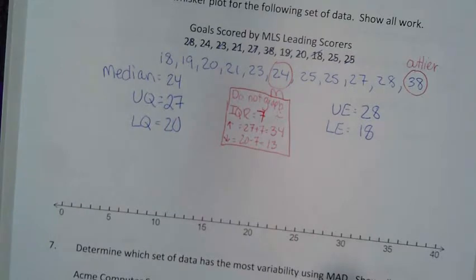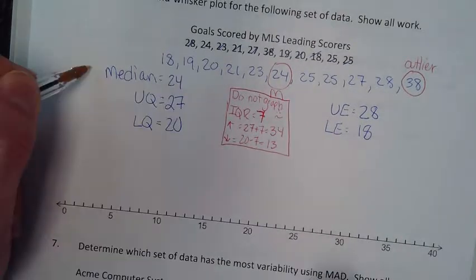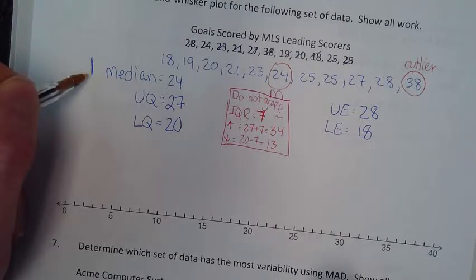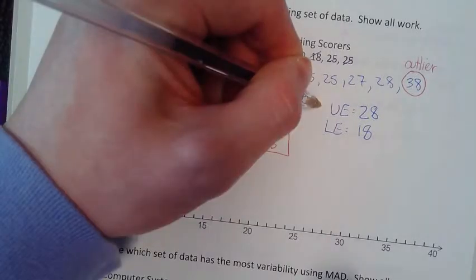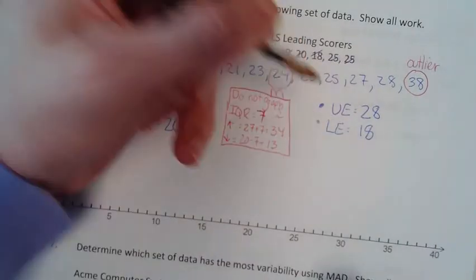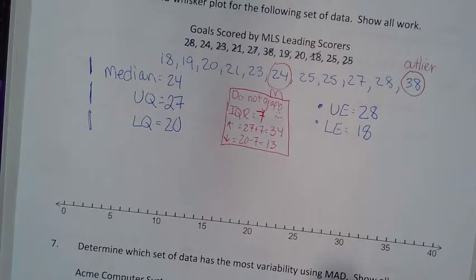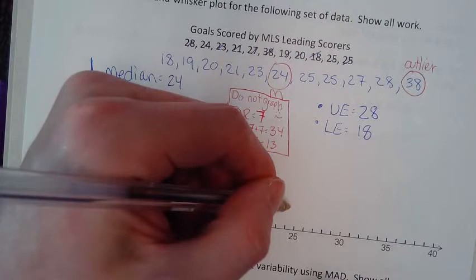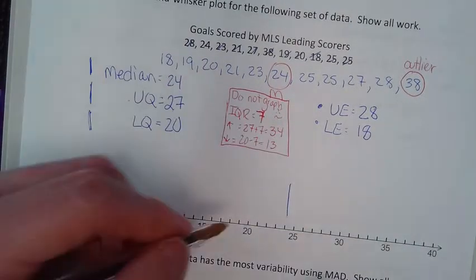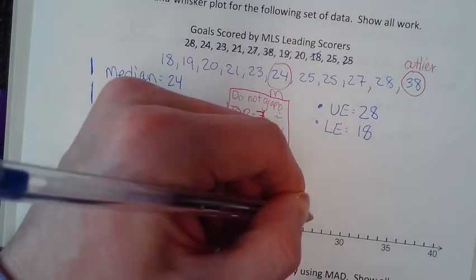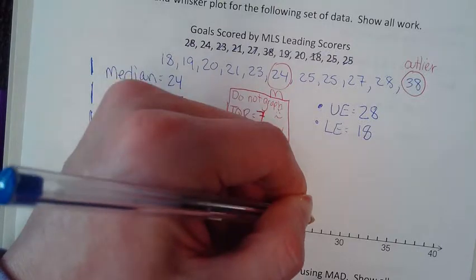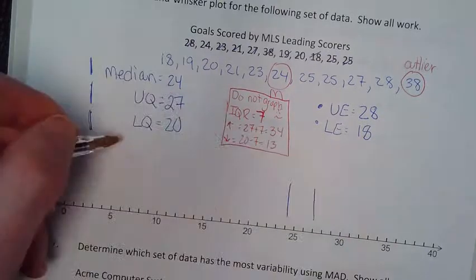So the ones on this side, we do bars. And this side, on the right, we do dots. So I'm going to put a bar at the median, which is 24. A bar at the upper quartile, 27. A bar at the lower quartile, which is 20. And connect it to make my box.